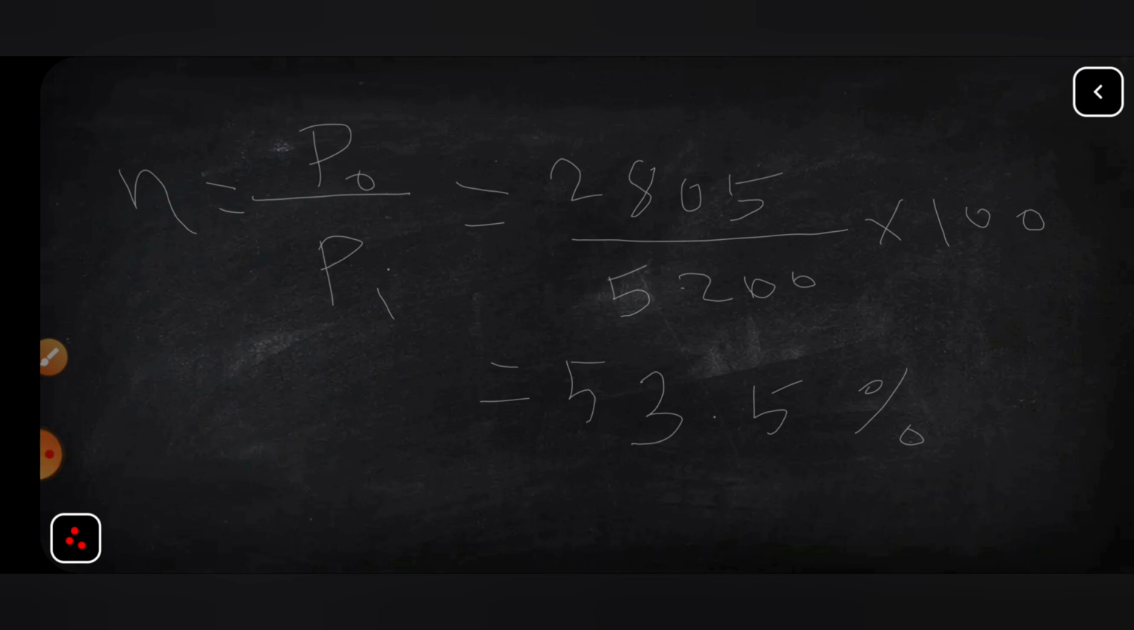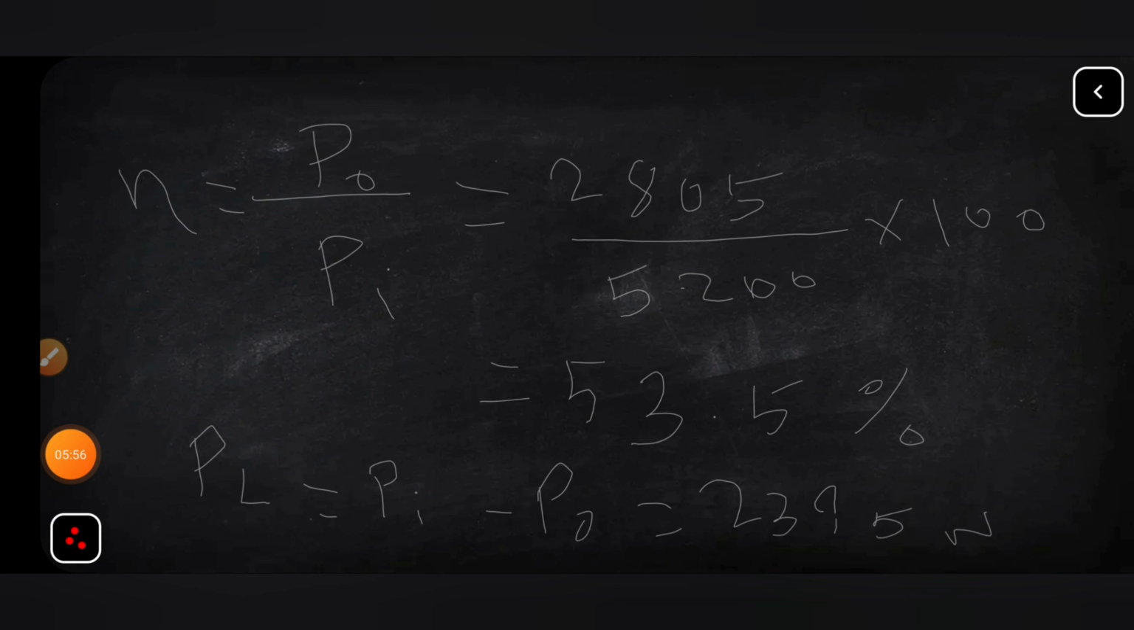So now let's find out how much power is lost during the process of conversion of mechanical energy into electrical energy, and that is PL, the power lost, which equals PI minus PO, the output power. After putting the values in instead of PI and PO, we get that our power loss equals 2395 watts.